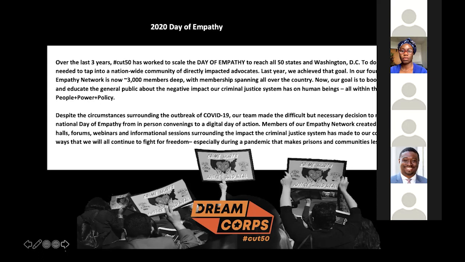We also have almost 300 partnership organizations. So these are actual organizations that work with us on various things, and we provide support to them as well. Despite the circumstances surrounding the outbreak of COVID-19, our team made the difficult but necessary decision to move our National Day of Empathy from in-person convenings to a digital day of action. So we had events in North Carolina, Georgia, California, Pennsylvania, in a number of states that were online, and they were advocacy events where people were able to speak with their local representatives.